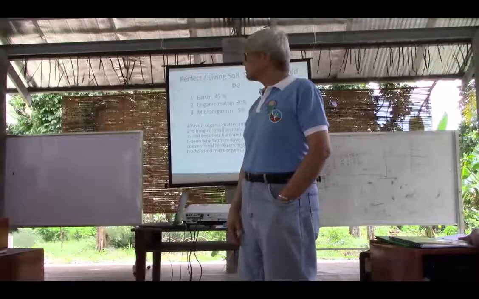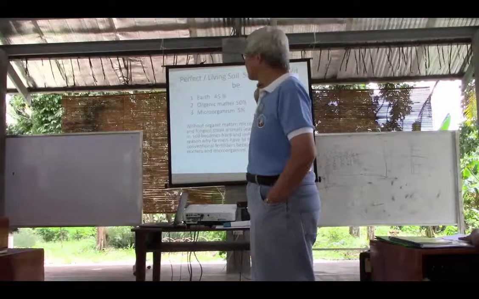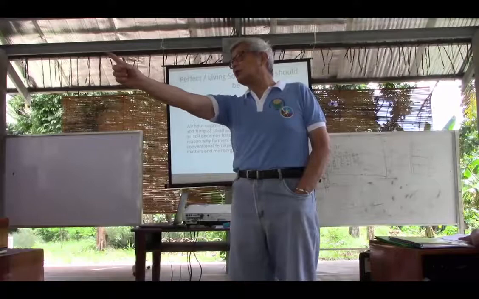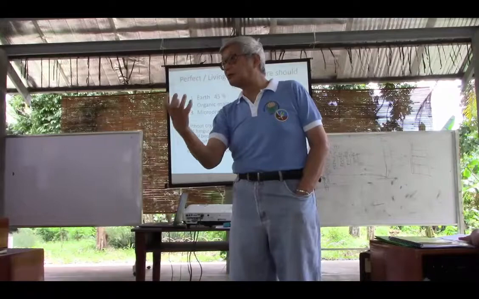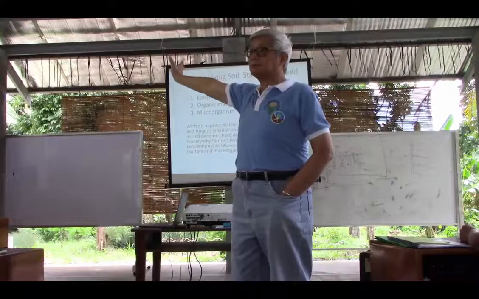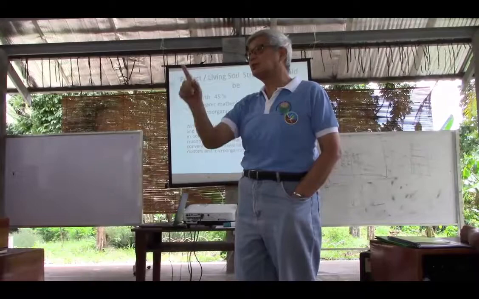Okay, now what's the content? Earth 45%, organic matter 50%, and microorganisms 5%. The key here is the 50% organic matter. So you also need organic matter in the soil, yes, to preserve some of the moisture and fertility of the soil. That's the reason why when it rains, the water just goes, gone. It will not be preserved in the soil. So you need organic matter.